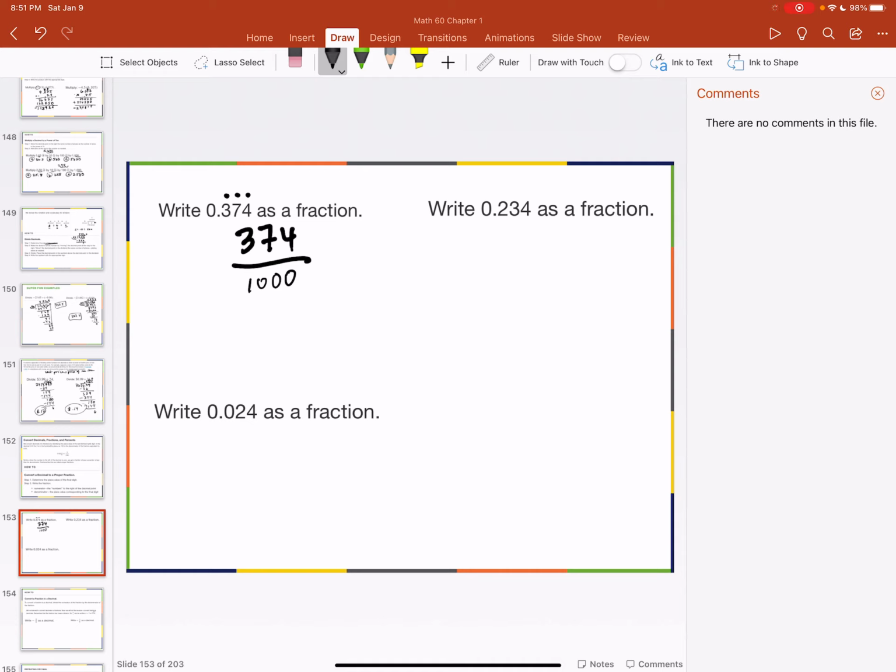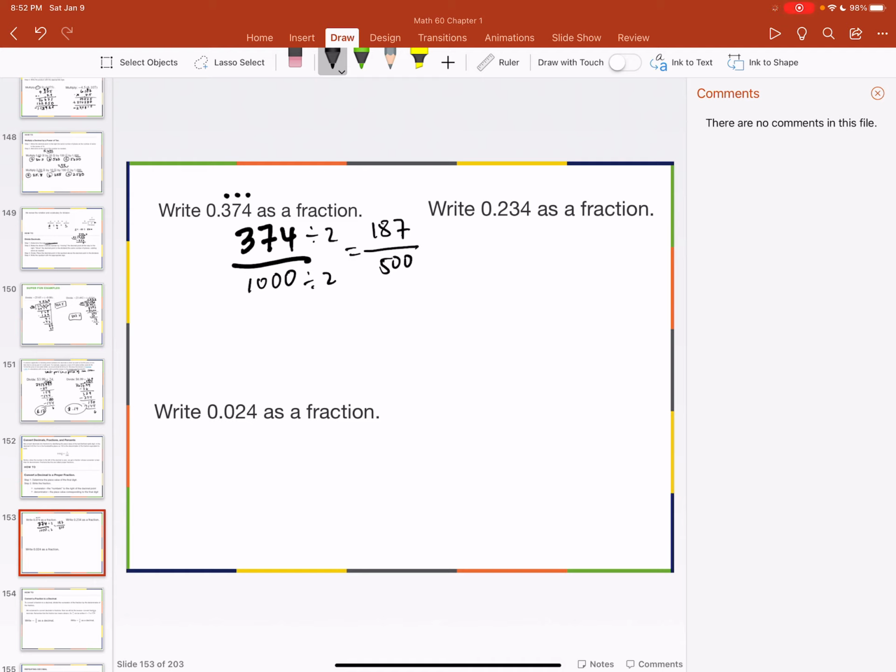We do. It looks like we possibly can. I know 374 and 1,000 are both even, but I wonder if you can divide by 4. I know I can at least divide by 2. So if I divide 374 by 2, what do I get? I get 187. So if I divide top and bottom by 2, I get 187 over 500. Okay. Right. And then I believe that could be divided by, let's see. No, I think that's it.